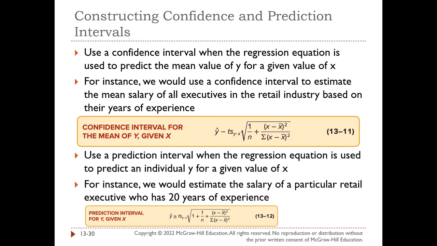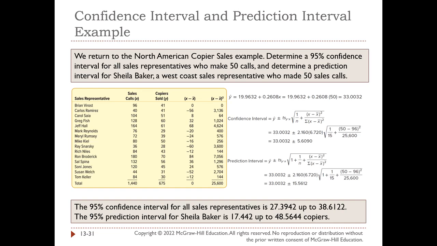Okay, covering all our bases. So of course we have to have an example. Why not? And it looks like it's been through the ringer. But again, we're going to use that copy your cells example. Determine a 95% confidence interval for all sales representatives who make 50 calls. And determine a prediction interval for Shelley Baker, a West Coast sales representative, because we want to add West Coast, who made 50 sales calls.